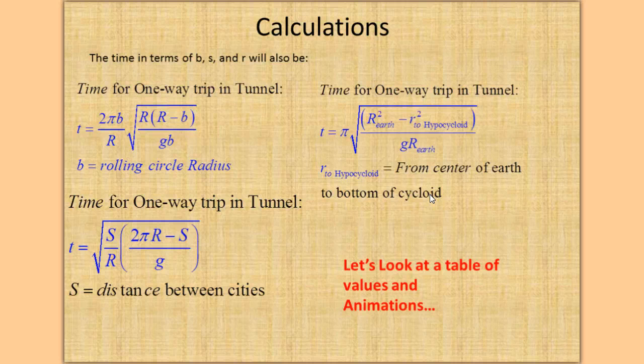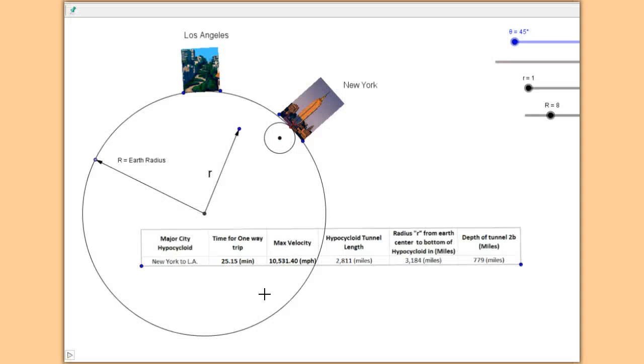Let's look at the table of values and animations. Enough with the equations. Okay, we have our New York to Los Angeles destination, our trip from New York to Los Angeles, and we're going to draw our hypocycloid. Okay, let's do that. Okay, our hypocycloid from New York to Los Angeles.